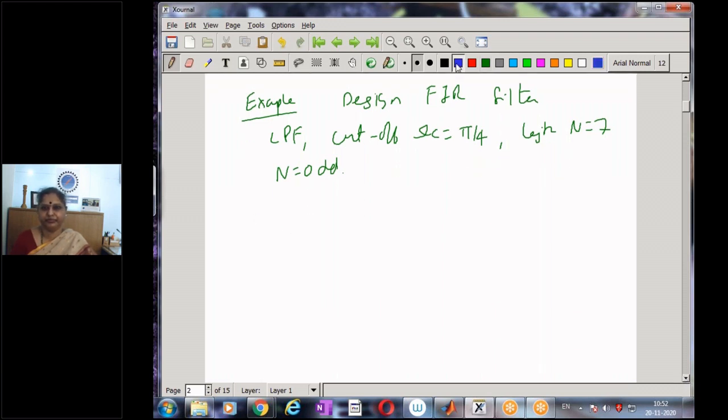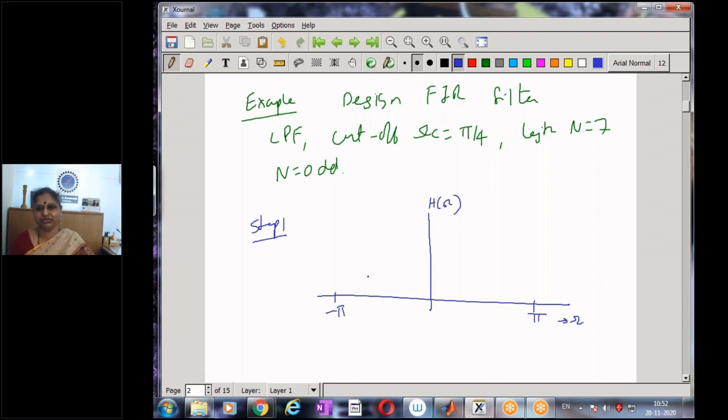So step 1. Let's first draw the given response H of omega, because visualizing always makes it easier. It's periodic, so we can either sketch it from minus pi to plus pi or 0 to 2 pi. Since it's a low pass filter, I find it convenient to take the interval minus pi to plus pi. So what we're given is a low pass filter with a cutoff of minus pi by 4 to plus pi by 4, with a gain of 1. So this is what is given.